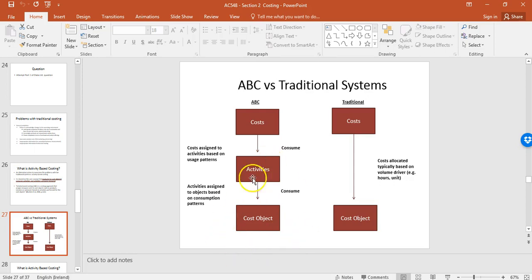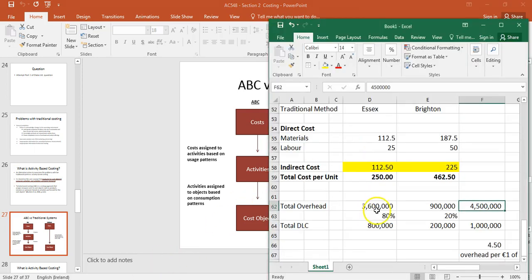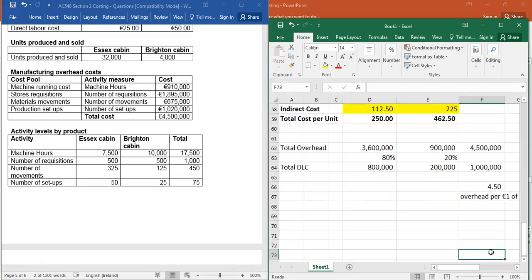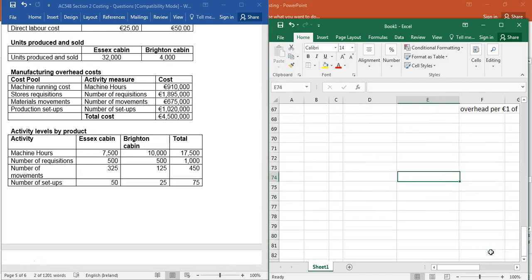So what does Essex consume in terms of retooling, in terms of indirect labour, in terms of deliveries, etc.? And what activities does the Brighton cabin consume as well? And do they consume them in an 80-20 relationship? Because remember, that's the relationship we've done already. We've assumed Essex consumes 80% of all the driven overheads, and Brighton consumes 20. But that may not be the case. So now we're going to do ABC cost per unit.